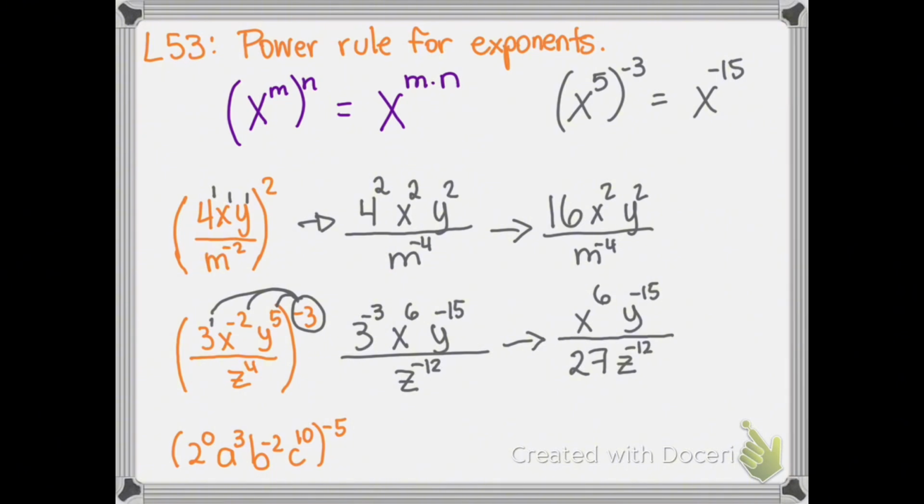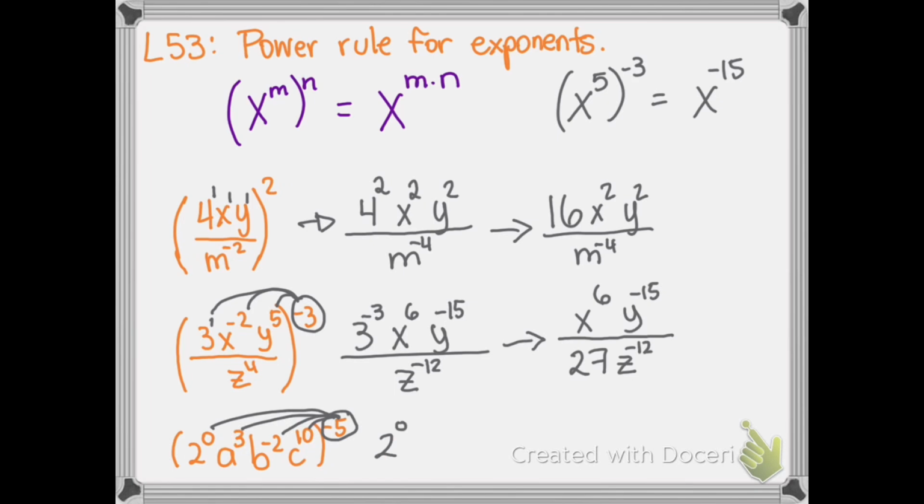For the last one, we do exactly the same. It's almost as if we were doing distributive property with this negative 5. We'll multiply here, here, here, and here. Now remember, 2 to the 0 power is 1, and 1 to any power is 1. So that's just 1. Or if I choose to do negative 5 times 0, it's 0 again, so we still have 2 to the 0 power.